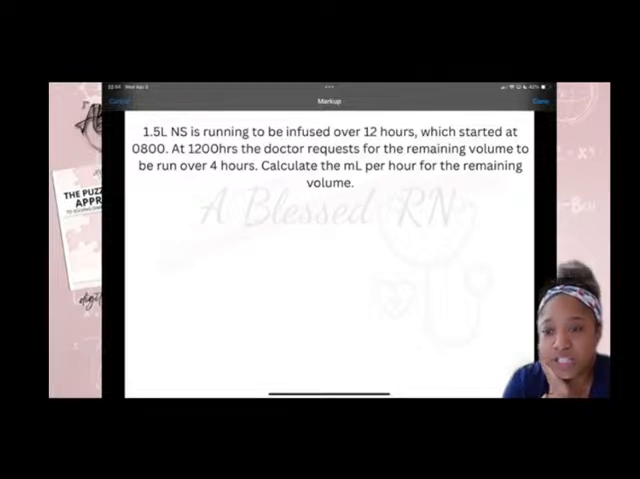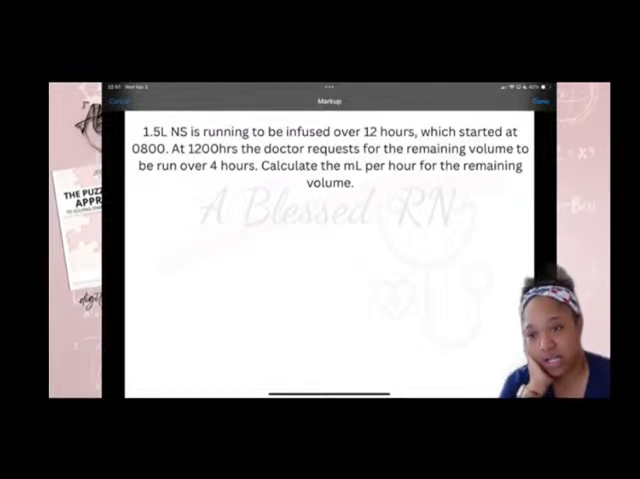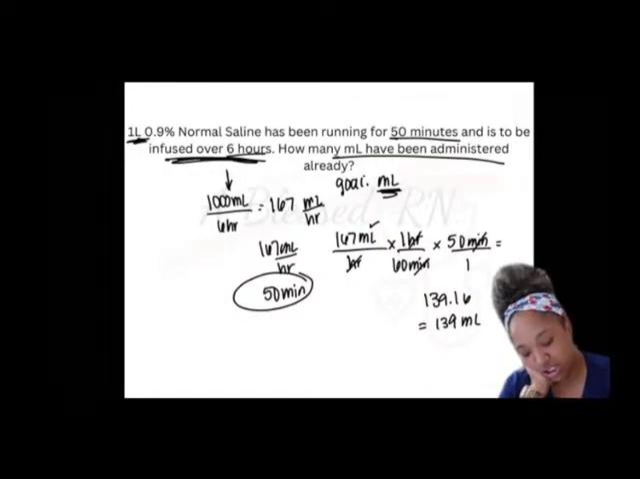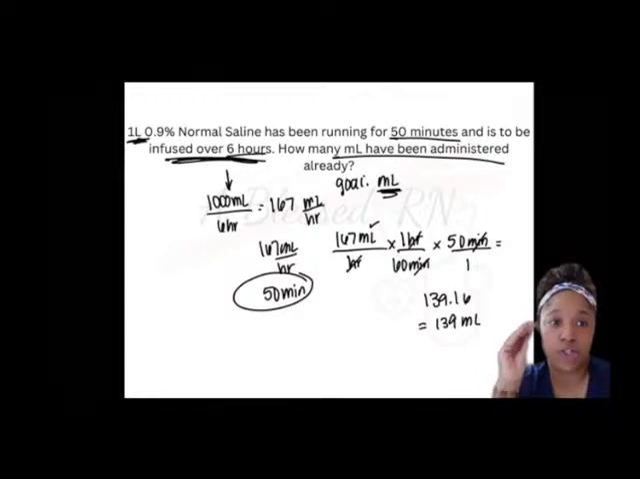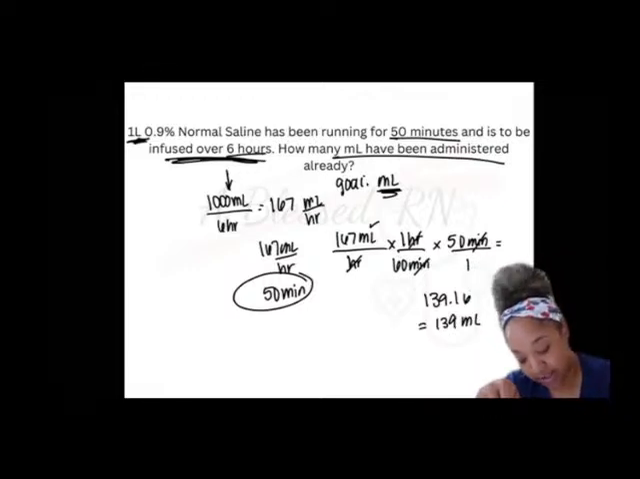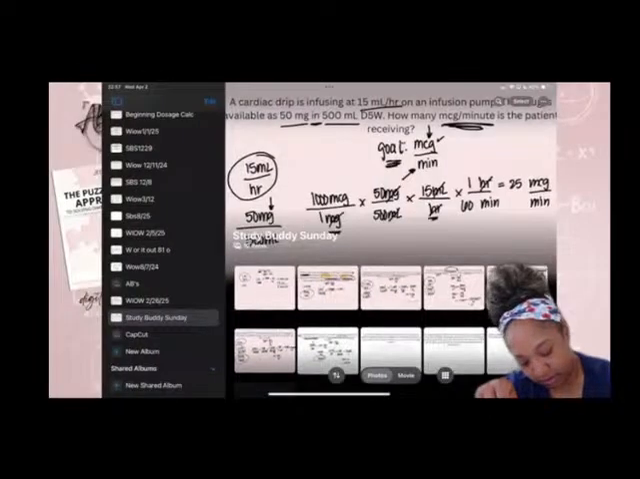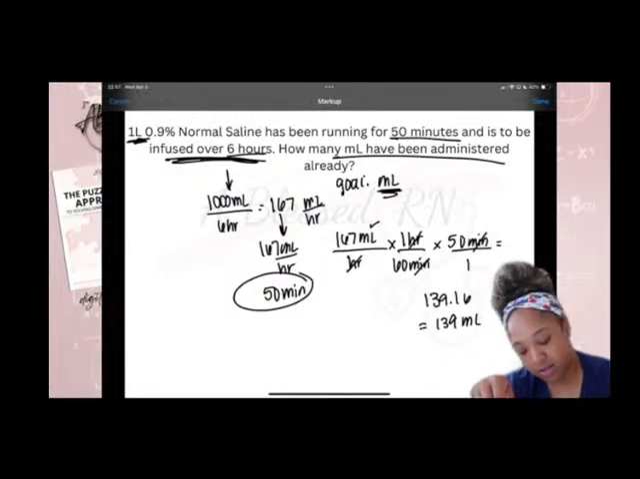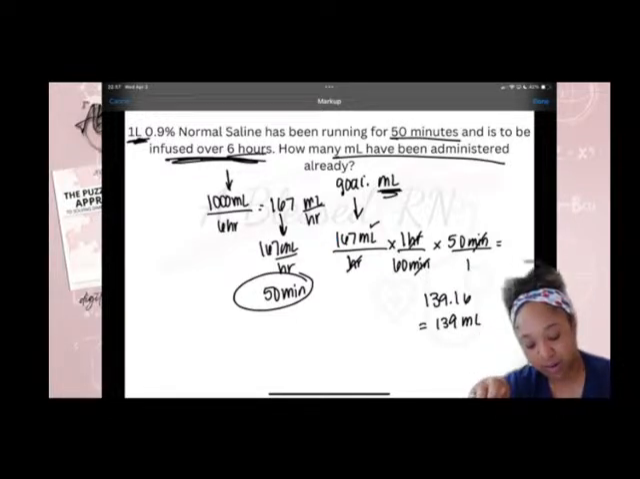What did you do to 167 to get the answer? So 167 was how fast. That's your rate. Because when you have IVs, you always need the rate, the volume over the time. Okay? So that's your rate. That's this. Okay? I just had my rate, which is 167 milliliters per hour.